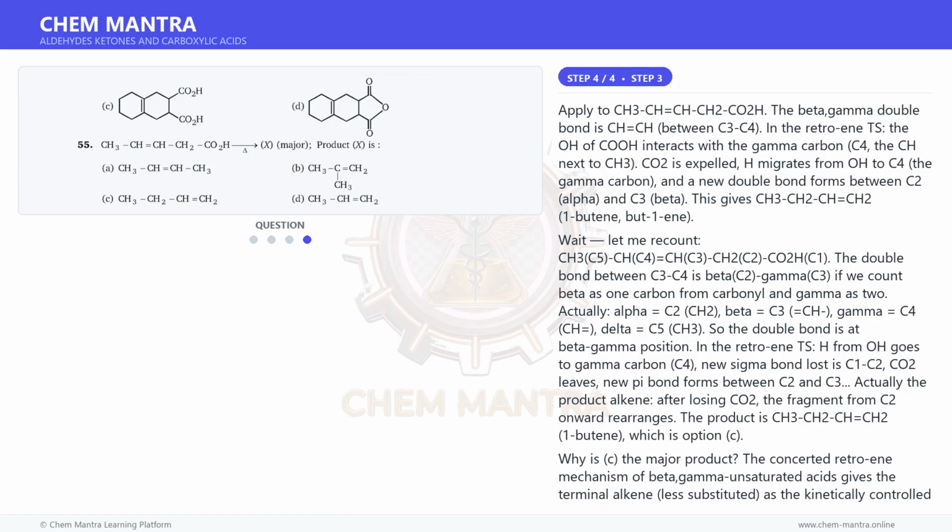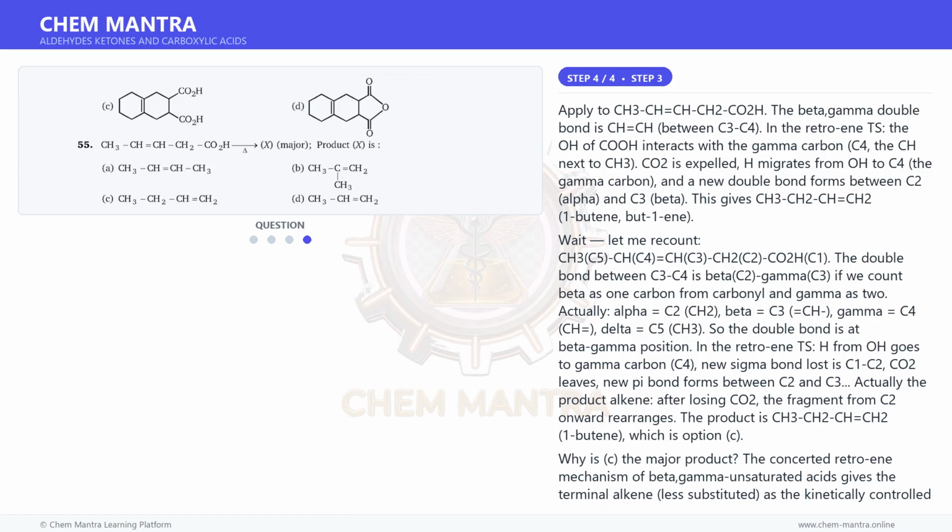Wait, let me recount. CH3, C5, CH, C4 is double bonded to CH, C3, CH2, C2, CO2H, C1. The double bond between C3, C4 is beta-gamma, if we count beta as 1 carbon from carbonyl and gamma as 2. Actually, alpha is C2, CH2, beta is C3, CH, gamma is C4, CH, delta is C5, CH3. So the double bond is at beta-gamma position.